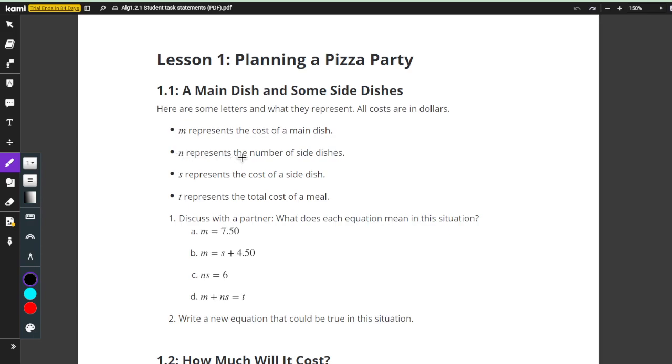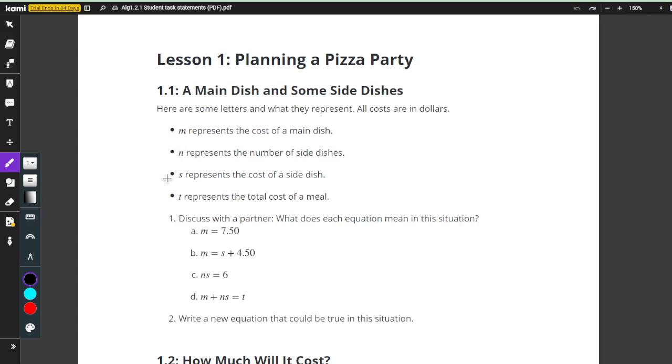N represents the number of side dishes. So N represents how many side dishes you have. This is not a dollar amount. This is the number of sides. So you have French fries, broccoli, mashed potatoes, mac and cheese, all that stuff. How many of those are you going to order? And so forth. So that's what N represents. S represents the cost of a side dish. So basically how many side dishes you want times how much the side dishes cost. So these two are going to be related together in some way.